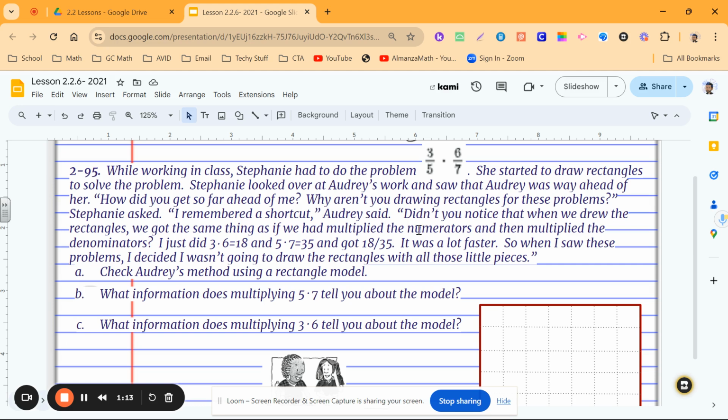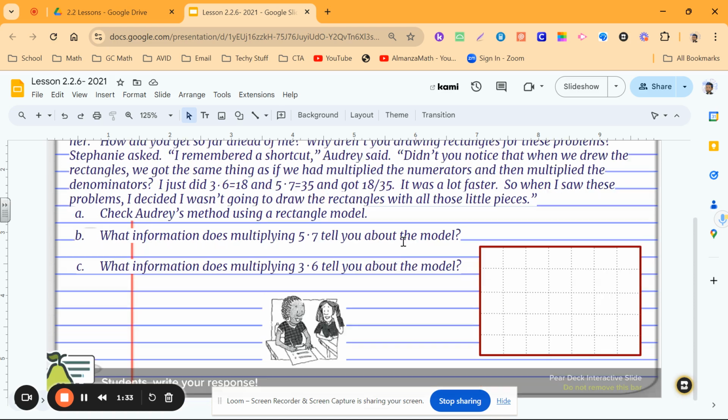Didn't you notice that when we drew the rectangles, we got the same thing as if we had multiplied the numerators and then multiplied the denominators? 3 times 6 is 18. Okay, so 3 times 6, you're going straight across right here, and 5 times 7 is 35. So she got 18/35, which was a lot faster.